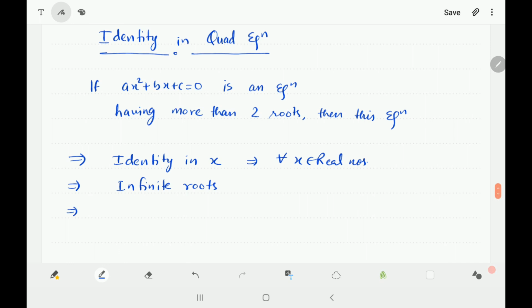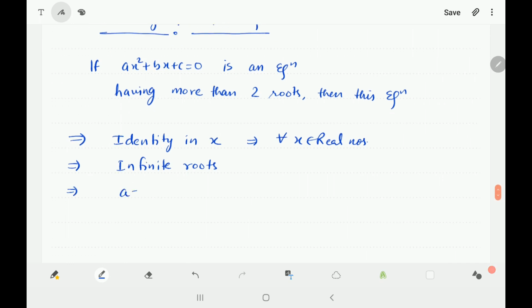And the third condition which will come out is a is equal to 0, b is equal to 0 and c is equal to 0. So now a will be 0, b will be 0 and c will be 0 also. So this equation on simplification will appear as 0x square plus 0x plus 0 is equal to 0.